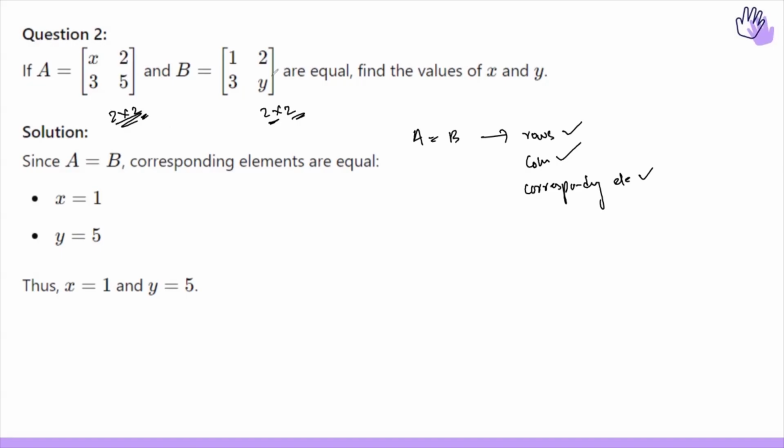And now, because that is done, we need to compare the corresponding elements. So if I compare corresponding elements, x will be equal to 1, 2 will be equal to 2, 3 will be equal to 3, 5 will be equal to 5. Okay, so from that we get x equal to 1. So this is how you approach this problem. Right? Coming to the next question.